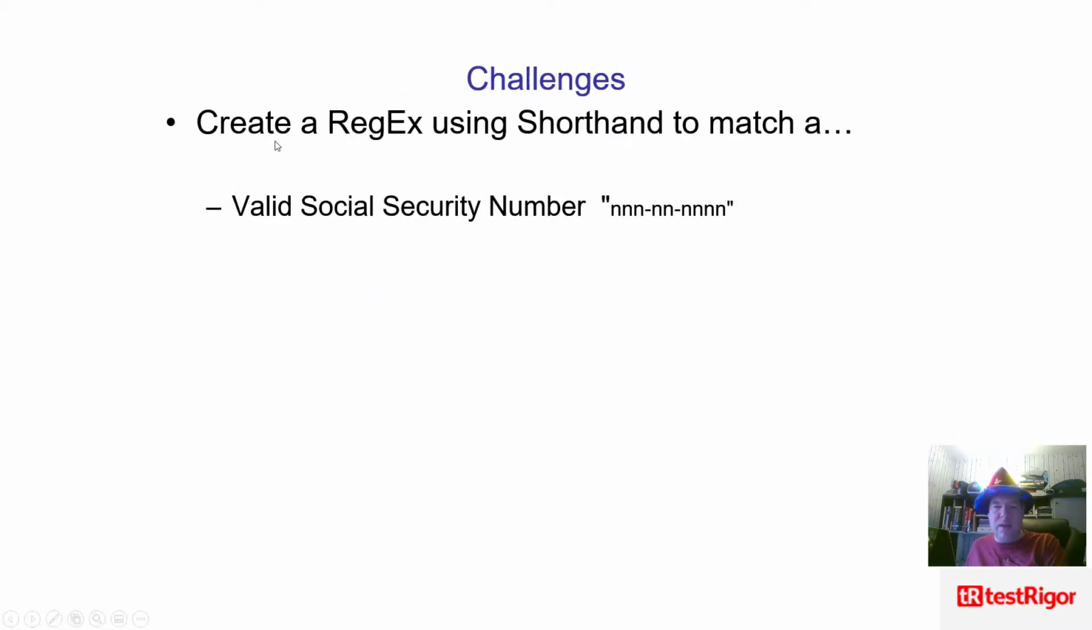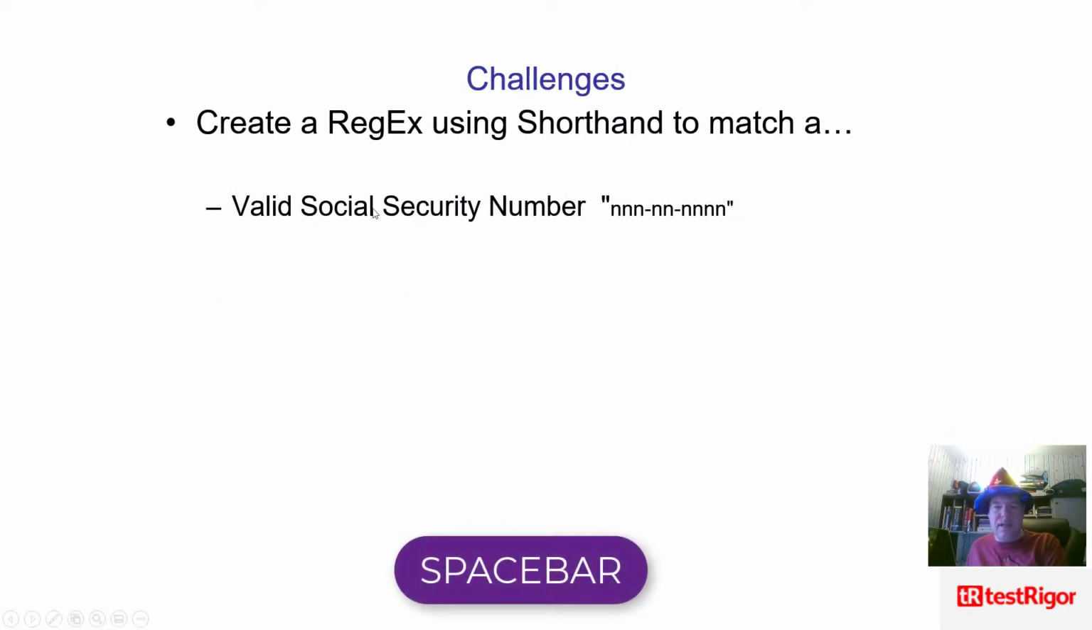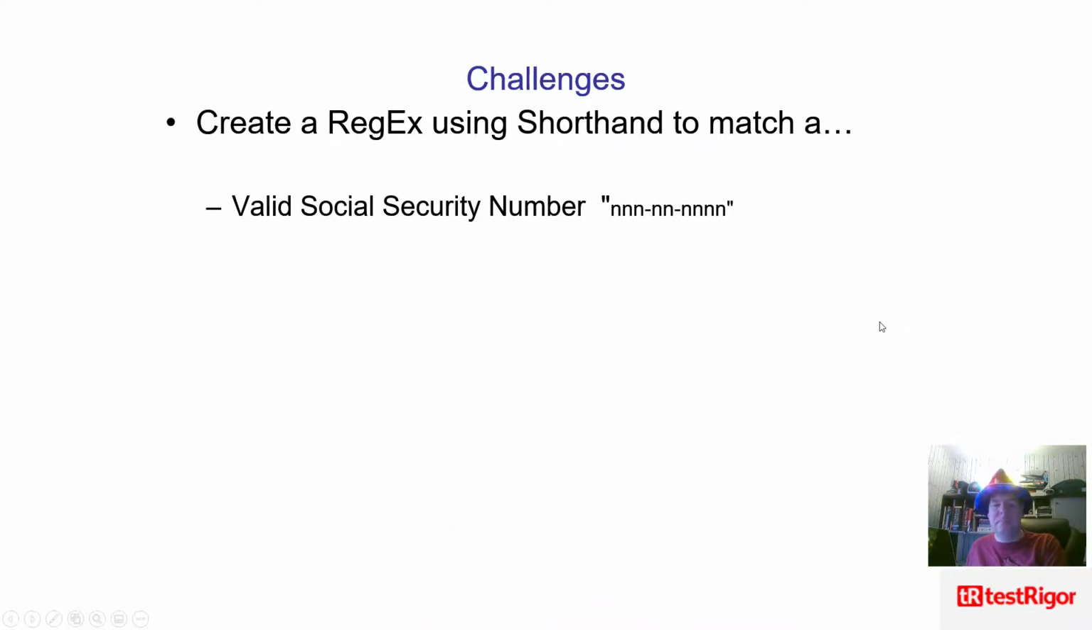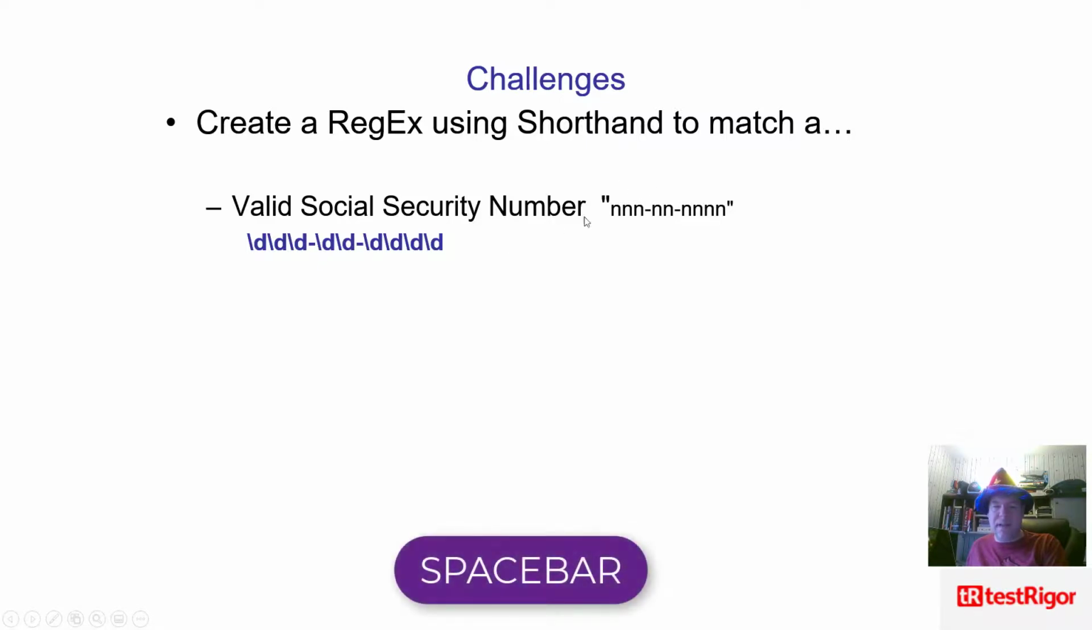Let's move on. Our next challenge is validating a social security number. Hit your spacebar and see if you can write out a regular expression that will match this pattern here. All right, this is the answer. A bunch of \Ds. Well, that was easy enough with the dashes in the middle. In this case, the dashes will actually work without being backslashed.